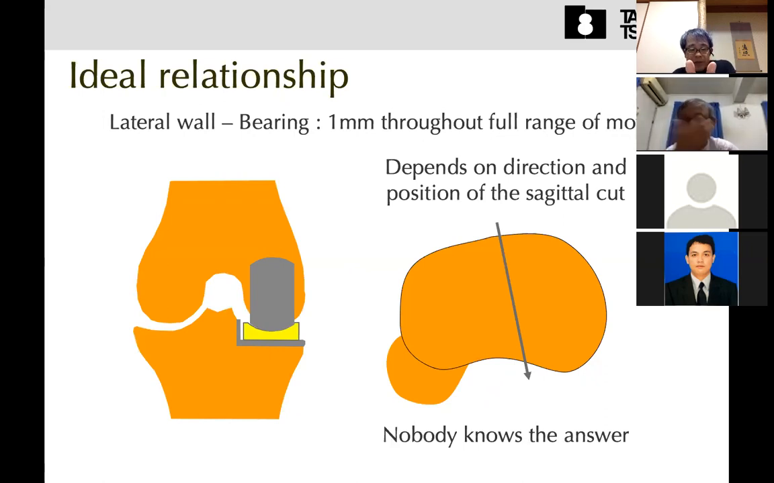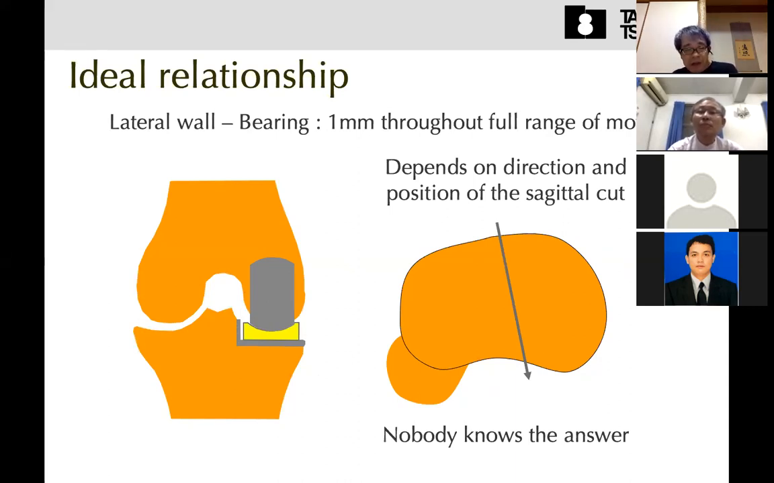keeping the same distance between the lateral wall and the bearing. It is quite difficult to achieve this, the position of the sagittal cut and the placement of the female component along with the direction of the sagittal cut, because this bearing moves anteriorly and posteriorly according to the knee motion. So to achieve the ideal placement, the site and direction of the sagittal cut are very important, but nobody knows the true answer.